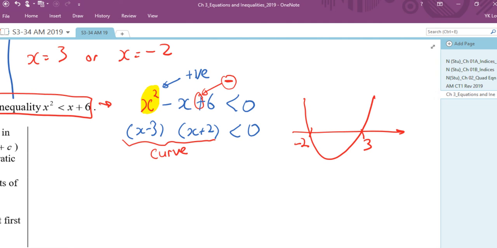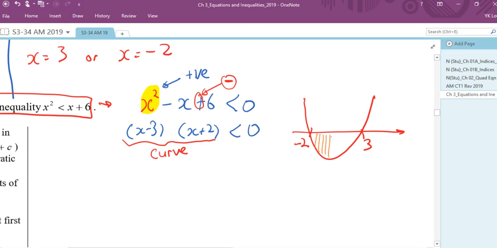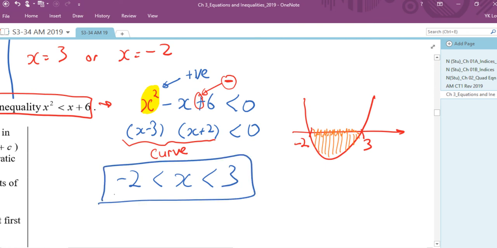Now, looking at this, if I want less than 0, do I want on top or below? Below. That means, can you take out a highlighter and highlight. That means I want everything here. Everything here means I want everything between -2 and 3. How would you write that? Like that. Answer. Simple.